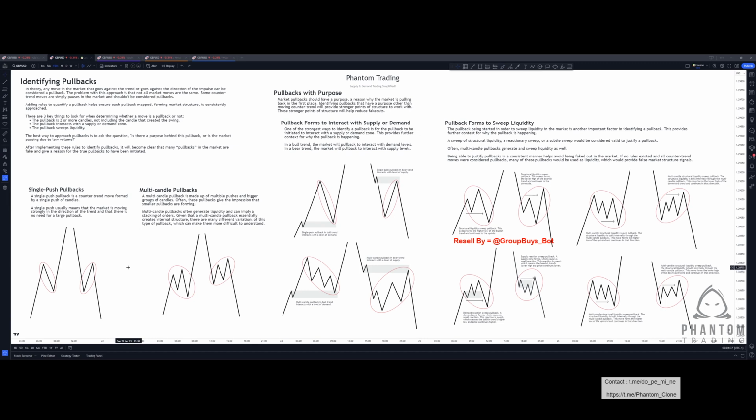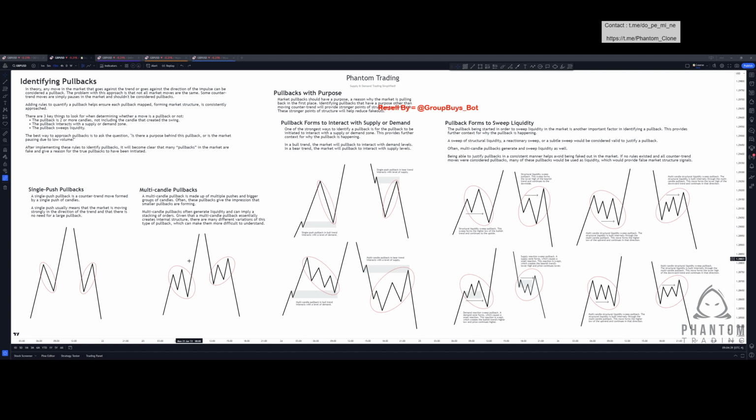A multi-candle pullback is made up of multiple pushes and bigger groups of candles. Often these pullbacks give the impression that smaller pullbacks are forming. Multiple candle pullbacks often generate liquidity and can imply a stacking of orders. Given that a multi-candle pullback essentially creates internal structure, there are many different variations of this type of pullback, which can make it much more difficult to understand.